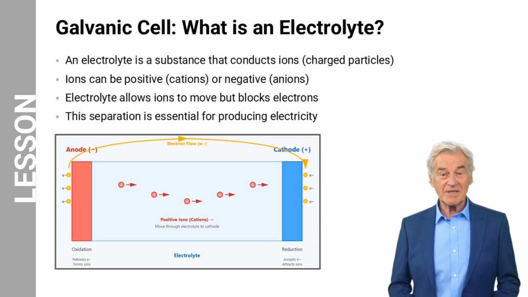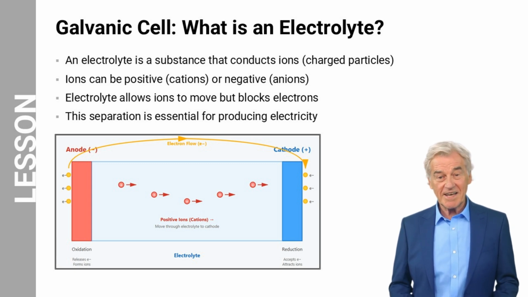What is an electrolyte? An electrolyte is a special material that sits between the anode and cathode. Its job is to let charged particles called ions move through it. Ions are atoms that have either lost electrons, making them positive, called cations, or gained electrons, making them negative, called anions.